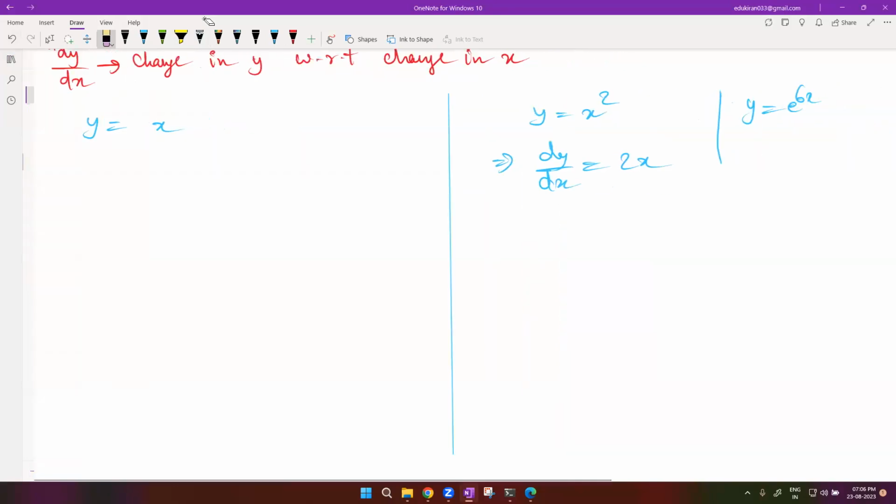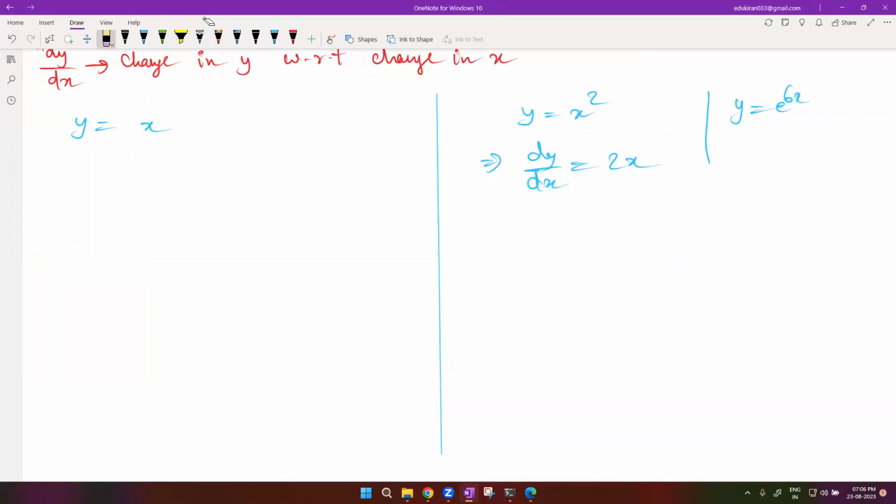So let's take these two functions, y equals x and y equals x square. In this case, differentiate both sides with respect to x, then dy by dx is equal to 1, right? And in this case, dy by dx is equal to 2x.